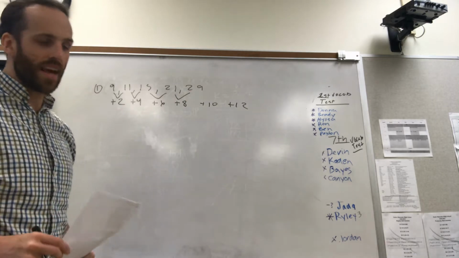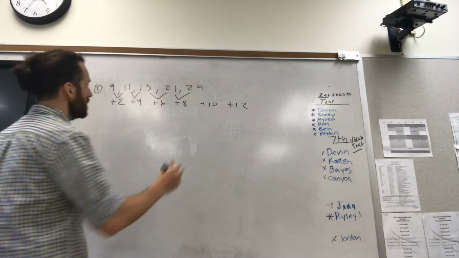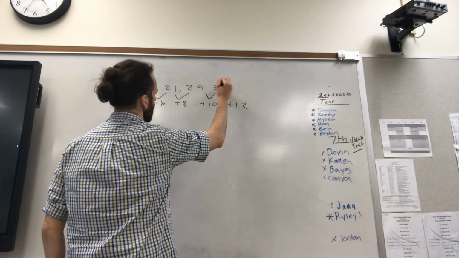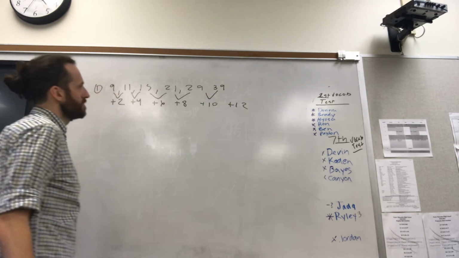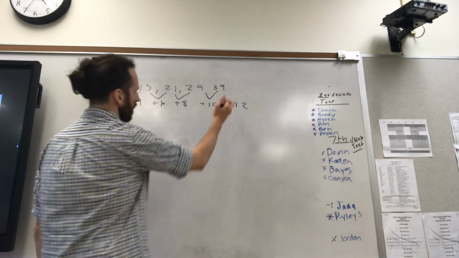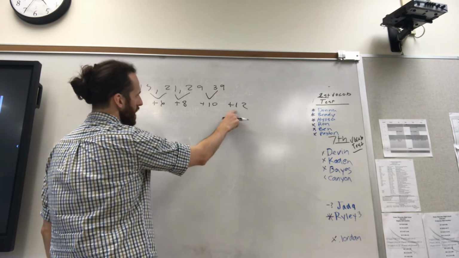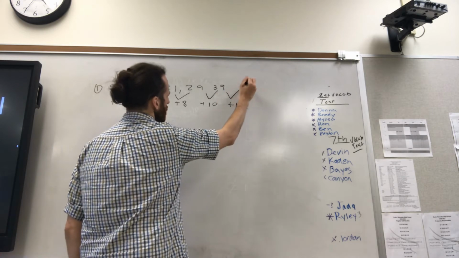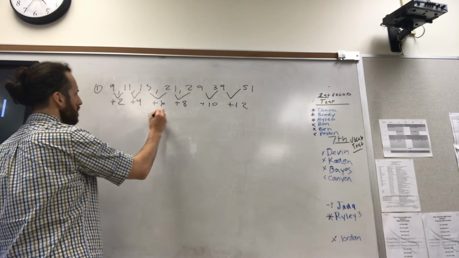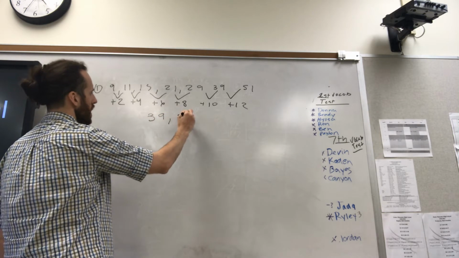So we take the last number, which is 29, and add 10. So it becomes 39. All right, using the same situation, we take 39, the next number, and add 12. That becomes 51. So the next two terms in the sequence we were looking for were 39 and 51.